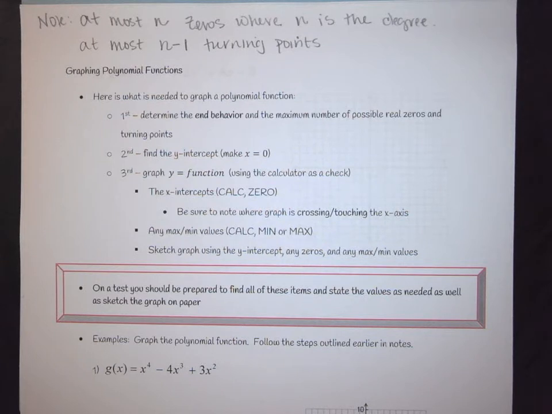So the first thing you need to do is determine that end behavior and then your maximum number of zeros and turning points. Then you need to find any y-intercepts that you have. Then you need to actually graph the function on your calculator, identifying your x-intercepts, and then noting where you cross or touch the x-axis. Now you can also use that graphing calculator to give you the exact maximum and minimum values. And then after you have all of that information, you can sketch the graph for yourself.